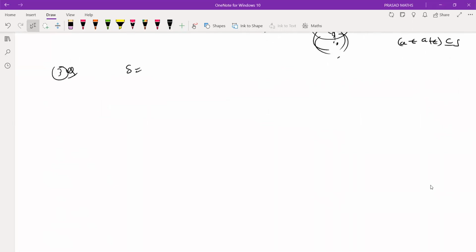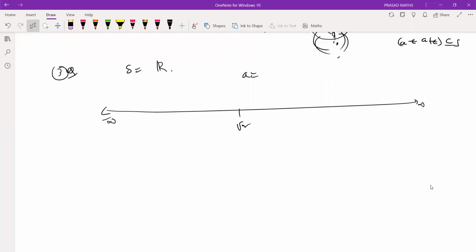Suppose you take the real numbers. You give me any point in the real numbers. Suppose you give me, for example, root 2. Is it a neighborhood of root 2? Yes, sir. Provide such a neighborhood. Any epsilon you give me, root 2 minus epsilon, root 2 plus epsilon, is inside the set. So therefore, S is a neighborhood of root 2.